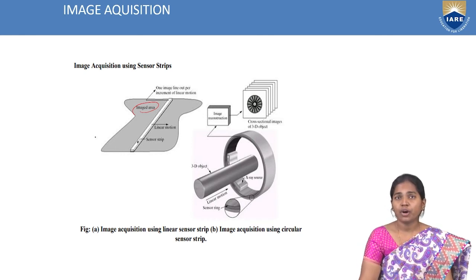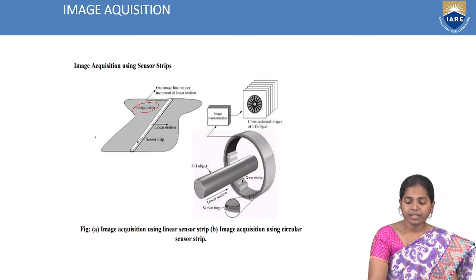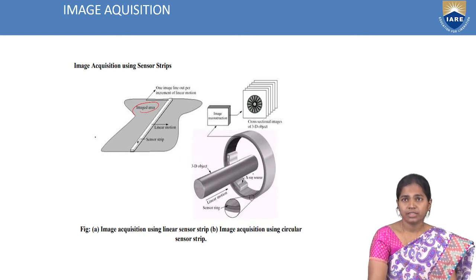If the sensor absorbs a maximum of light energy, it gives the maximum output. And here in this circle, this part is the sensor ring. Sensor ring means it rotates linearly, and the sensor has linear motion. This is the linear motion, and this is the X-ray source. Here it is the sensor ring, and here is image reconstruction.